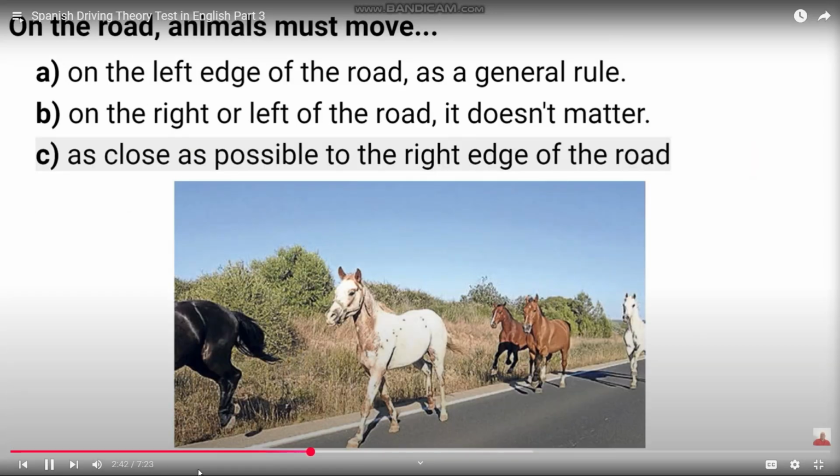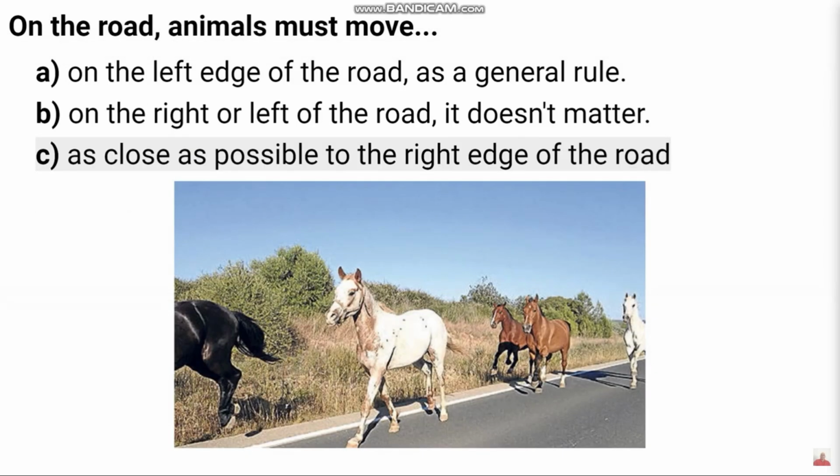On the road, animals must move: A. On the left edge of the road, as a general rule. B. On the right or left of the road, it does not matter. C. As close as possible to the right edge of the road. So the answer will be C, as close as possible to the right edge of the road.